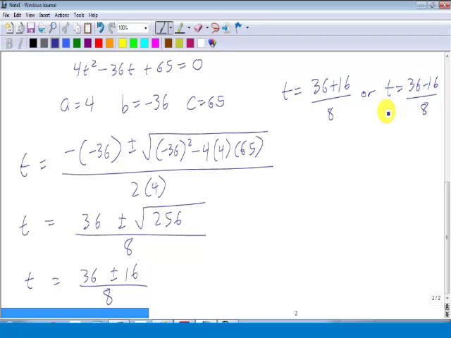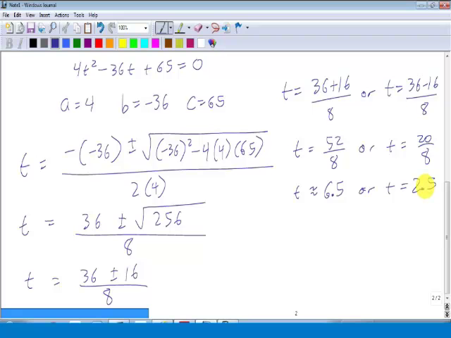Now it remains to be seen if I'm going to be able to carry out this subtraction, but I'm going to give it my best shot. Oh, the addition and subtraction. 36 plus 16, that's got to start with a 5. Maybe 52 over 8. And 36 minus 16, that's a nice one. 20 over 8. And then simplify. 52 over 8 is 26 over 4, or 13 over 2, which is 6.5. Or T equals 10 fourths, 5 halves, 2.5.